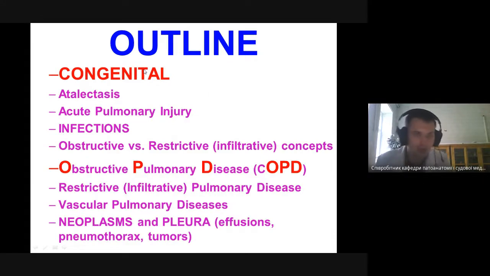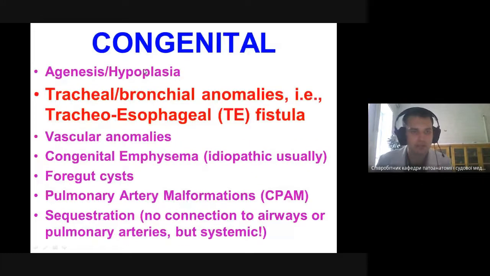Congenital disorders, we don't have any questions for that, but you have to know the words. Agenesis, no development. Hypoplasia, hypo, low level of growth. Agenesis, no lung at all. Hypoplasia, small lungs, because of problems during the intrauterine part of our life.